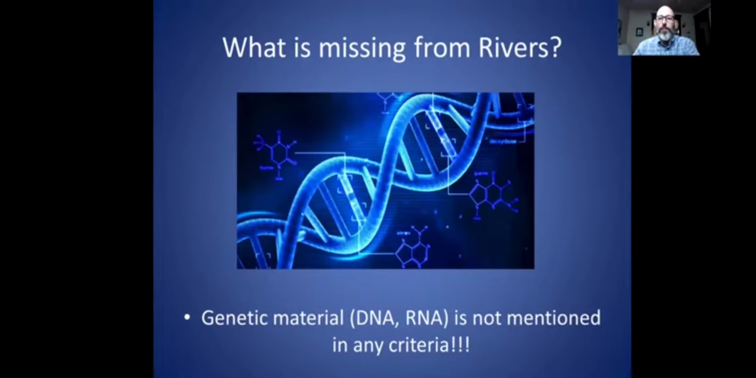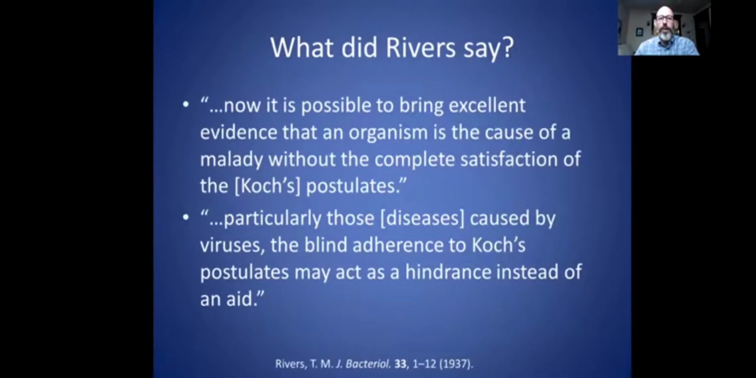So notice what is not in Rivers' criteria. There is nothing about genetic material, DNA or RNA, mentioned at all. So in other words, you don't even have to look at the genetic material in order to prove these criteria. And at least formally, the genetic material or specific sequences does not have a role in proving that a virus causes a disease. And I'm following what is specified in the authors of the Nature paper.